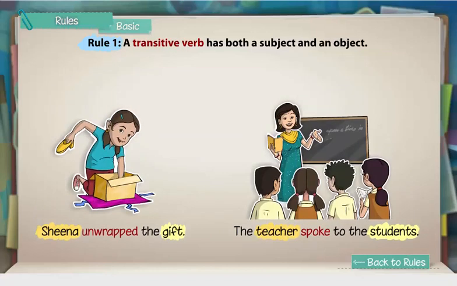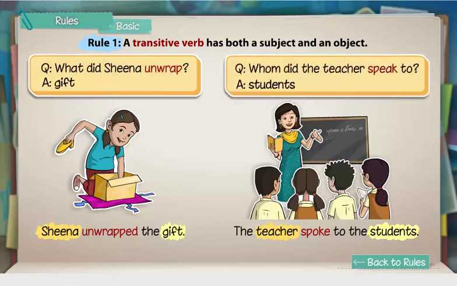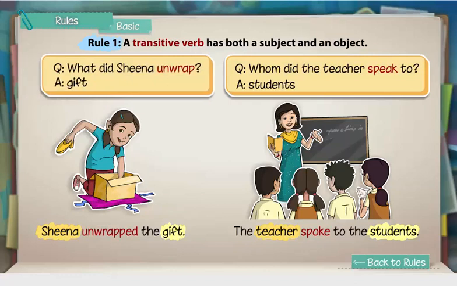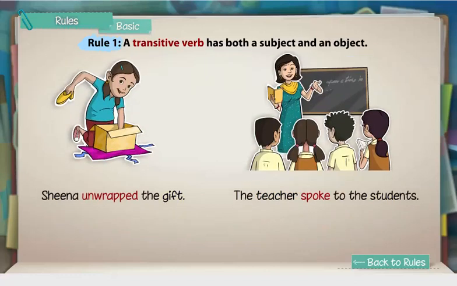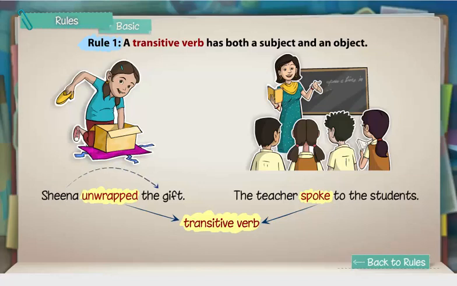Let us look at some examples. Remember, to find the object, ask the question what or whom to the verb. You should get the object as the answer to the question. Now that we have reviewed what a subject and an object are, let's understand what a transitive verb is. A transitive verb shows an action that passes over from the subject to the object. The trans in transitive can be thus understood as the transfer or passing over of the action.